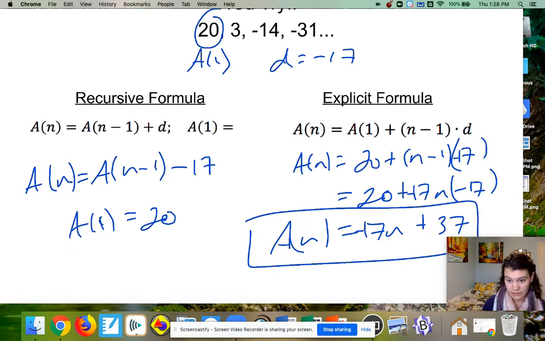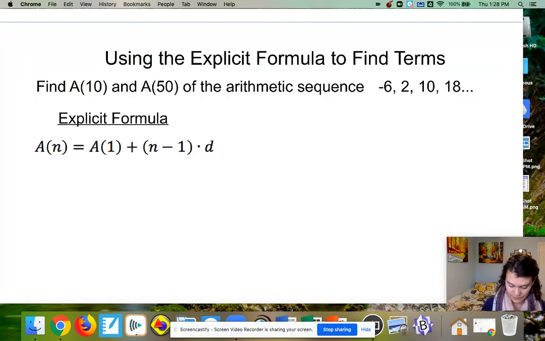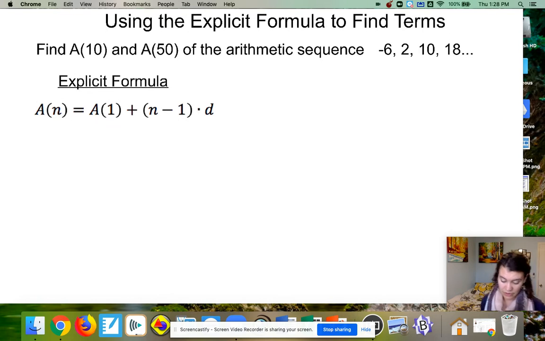All right, so the last thing here is how do we actually use the explicit formula to find terms that are way higher than we want to add to. So here's our sequence. We want to find the 10th term and the 50th term. If we were going to find the 50th term, that would take a long time to keep adding our common difference over and over and over again 50 times. So if you use the explicit formula, you don't have to do that.